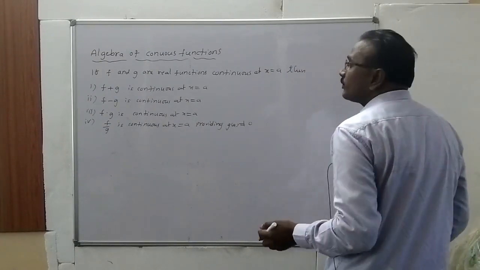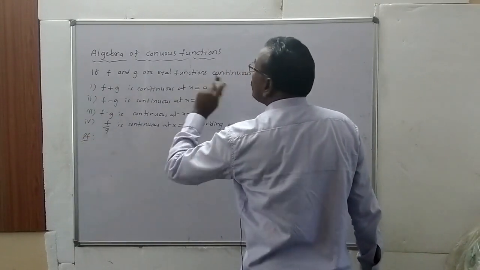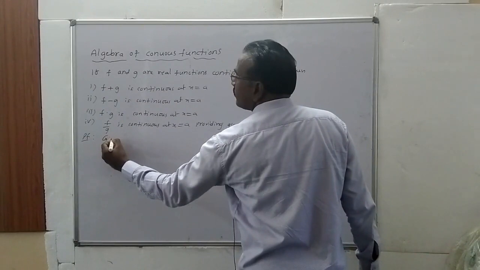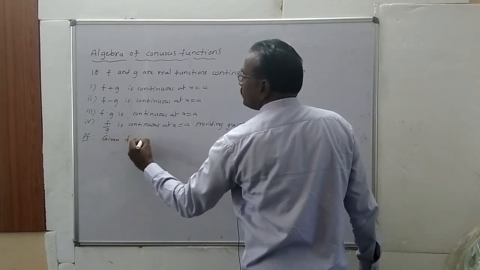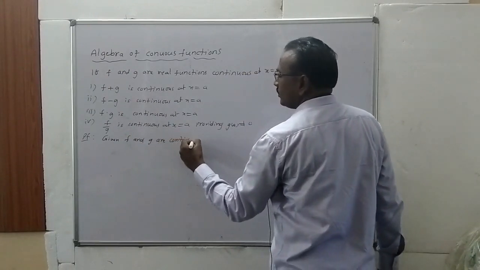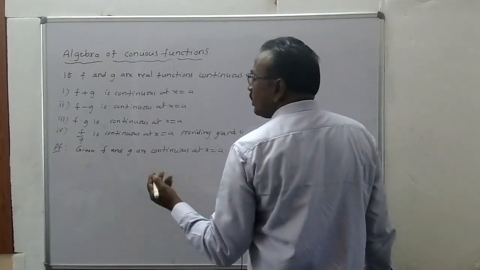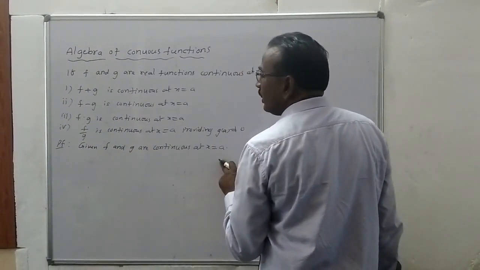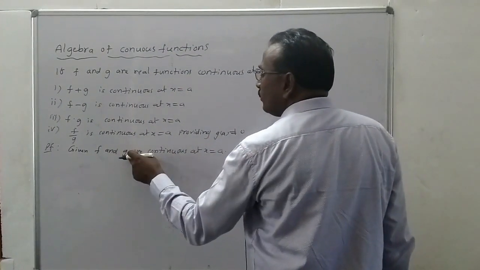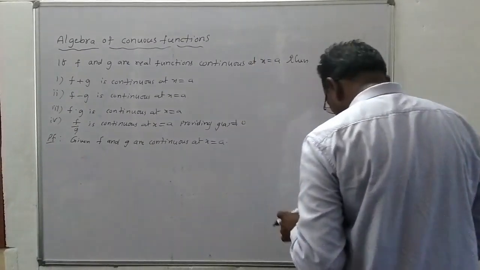So this is the solution or proof. Here given f and g are continuous at x is equal to a. So this means what? f and g are defined at x is equal to a. Limit f of x as x tends to a is equal to f of a. Limit g of x as x tends to a is equal to g of a.